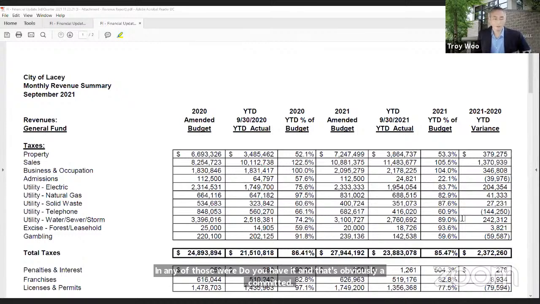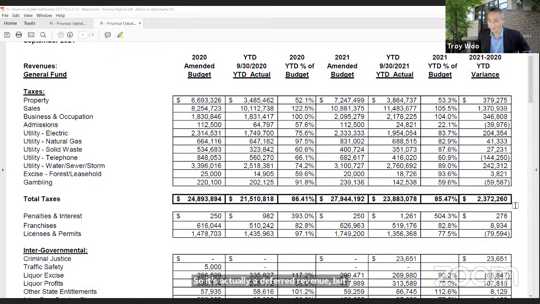That reminds me, I really haven't seen where the ARPA funds are in any of this. Where do you have it? And that's obviously a committed fund, right? It's a restricted fund, and to make it even more confusing, because that's what accountants do, it's actually not a revenue yet, because from a grant perspective, it's not considered a revenue until you spend it. So it's actually a deferred revenue, but I could definitely show you where that sits.